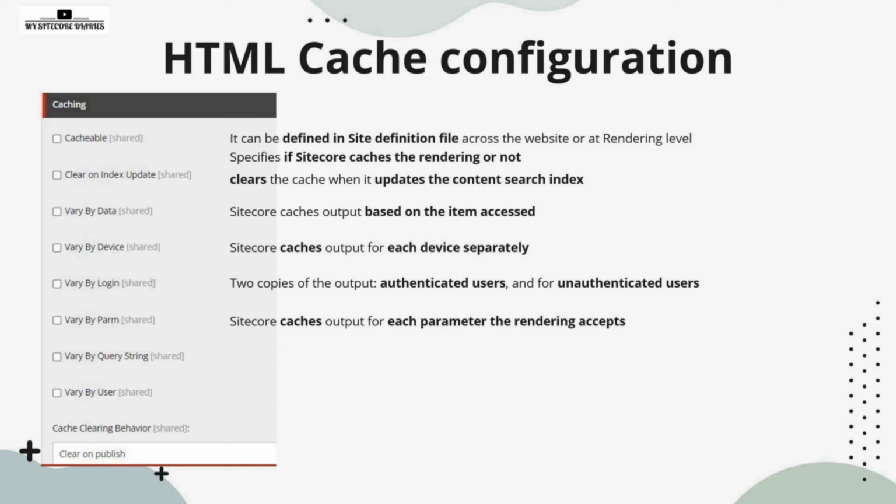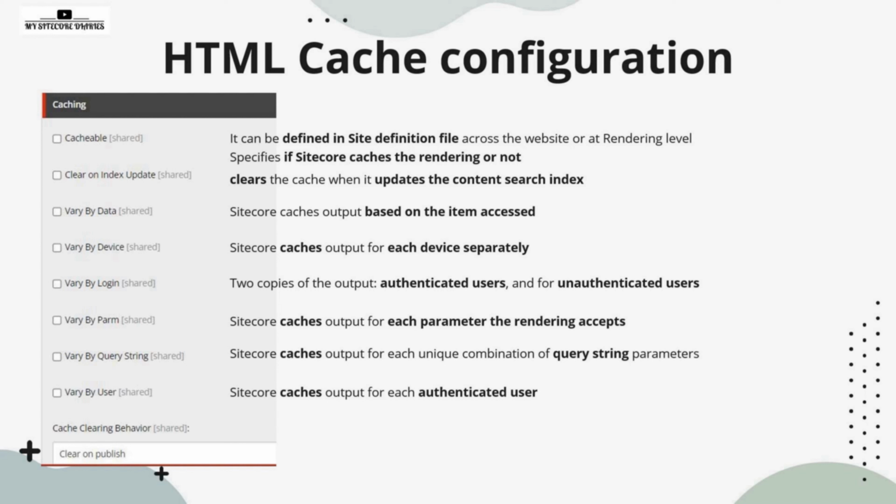Vary by Parameters. Sitecore caches output for each parameter of the rendering. So depending on the parameter, it will cache the output. Vary by Query String. Sitecore caches output for each unique combination of query string parameters. So depending on the query parameter, if you want to change the cache, then you have to select this checkbox. Vary by User. Sitecore caches output for each authenticated user. So depending on the authenticated user, if you want to change the cache, then you can select this.